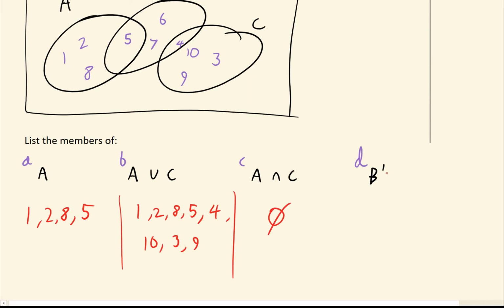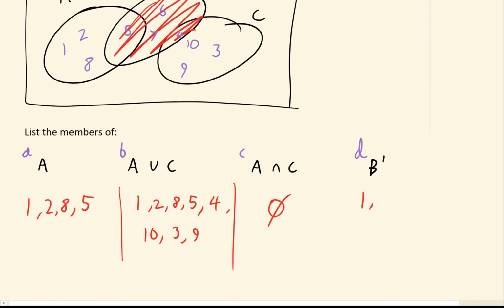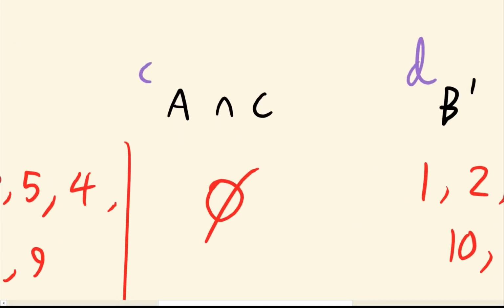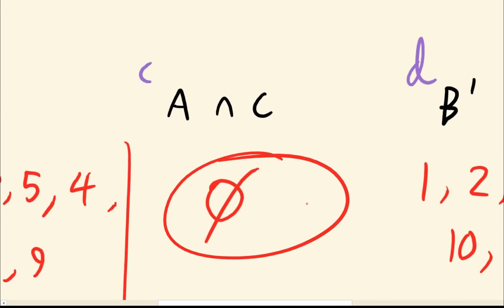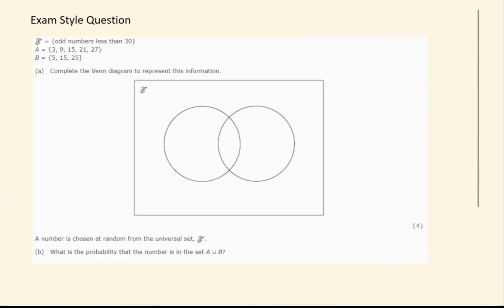And lastly, list the members that are not in B. So B is this set here. We don't want anyone who's in B. And we're left with these numbers. So 1, 2, 8, and 10, 3, 9. And that's basically how that notation works. Again, the empty set's probably the weirdest one there. But if you ever see this sign, it just means nothing, or there's nothing there.